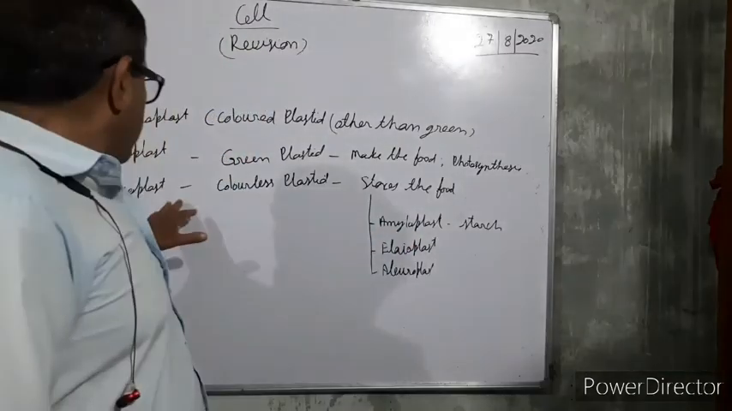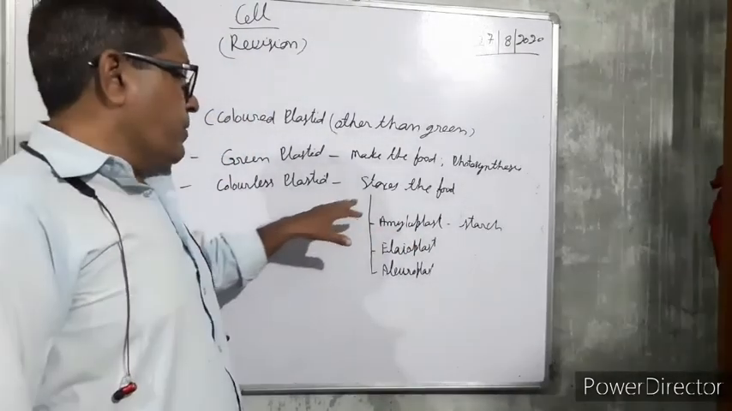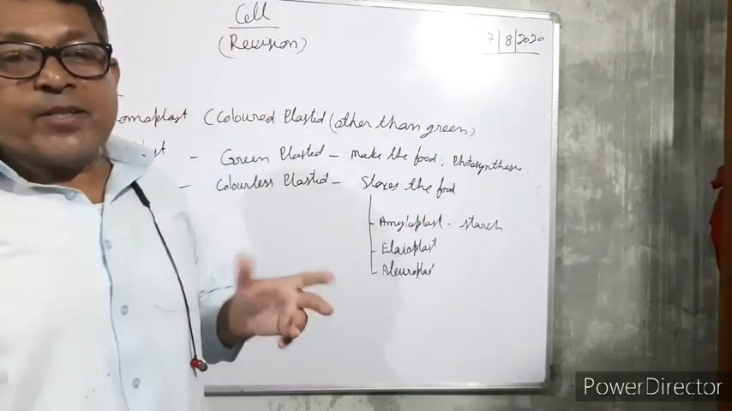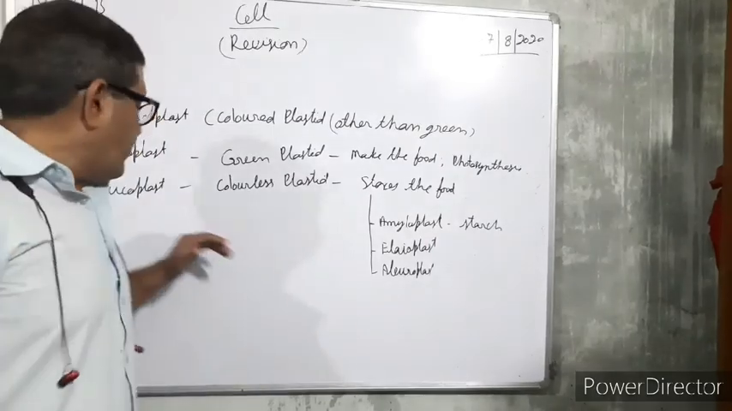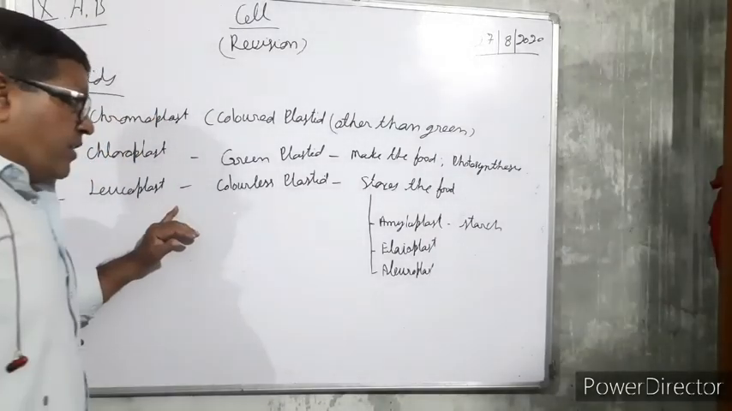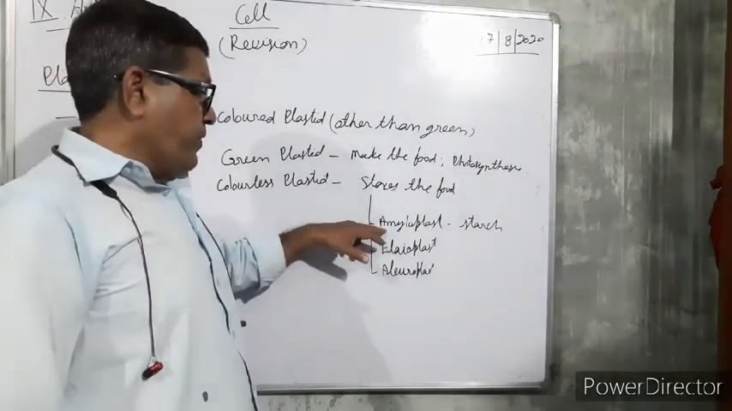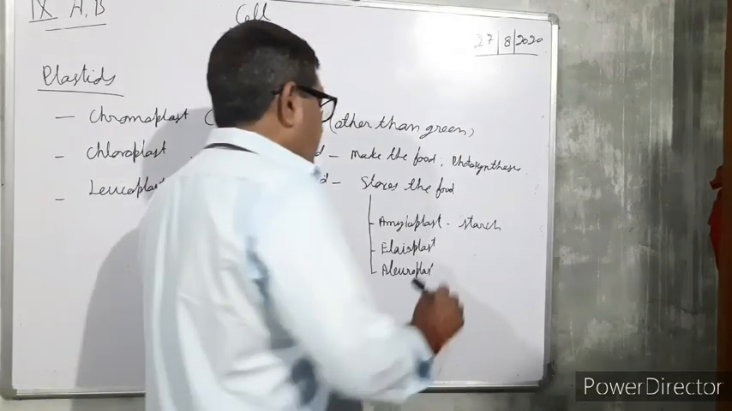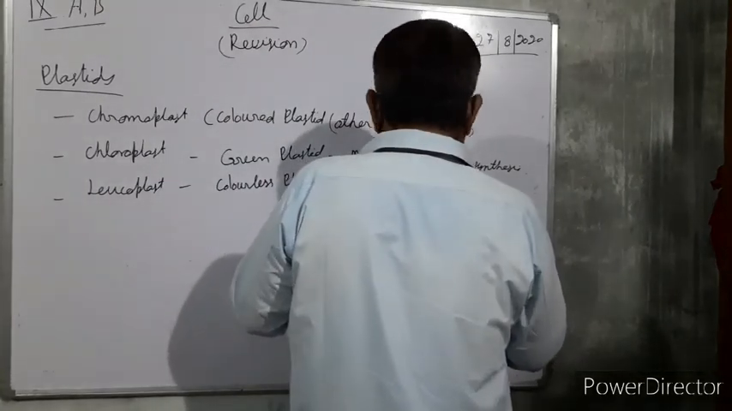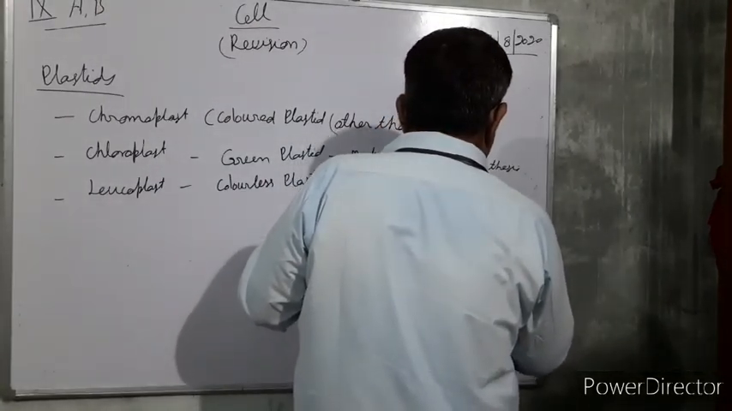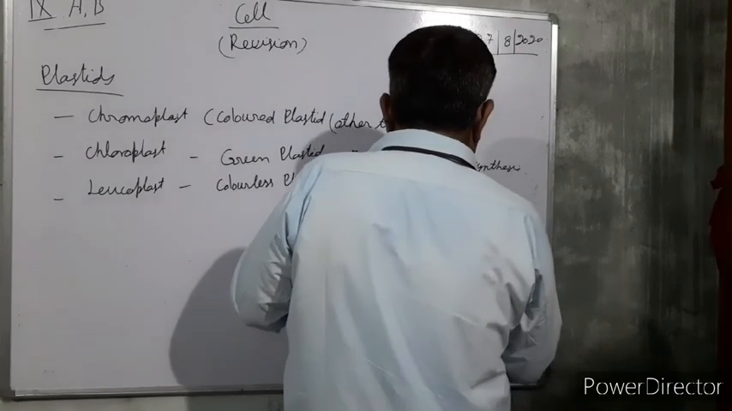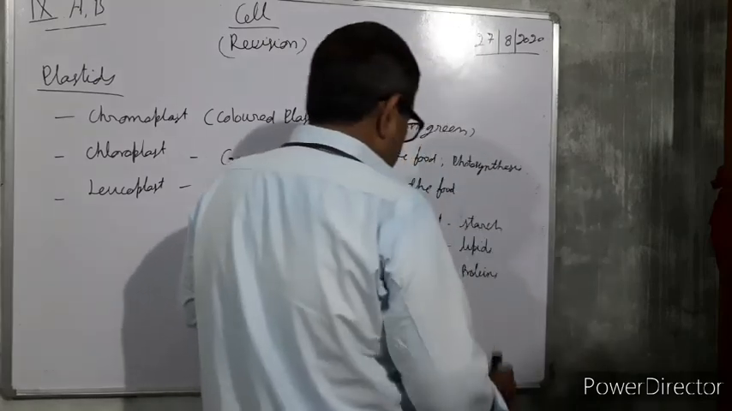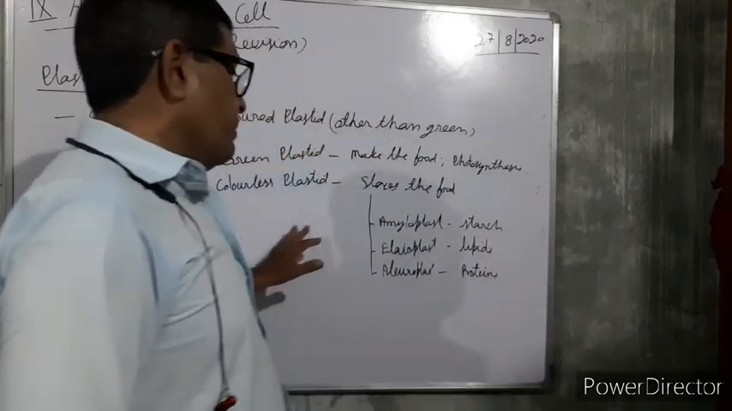This is the leucoplast. It stores the food, and since foods are stored in different forms, they are stored in different types of leucoplast. So leucoplasts are of three types. One is amyloplast, it stores the starch, and the next one is the elaioplast, it stores the lipids, and this one stores the proteins. So three types of plastids are there.